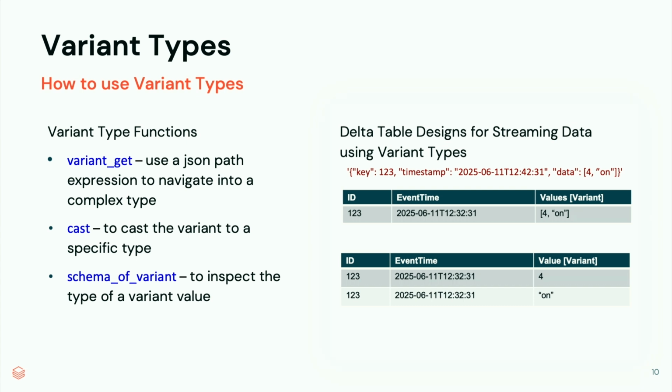So I'll talk a little bit about that in a second. But let's have a look at now, how do we architect, or how do we set up the Delta table design using variant types?